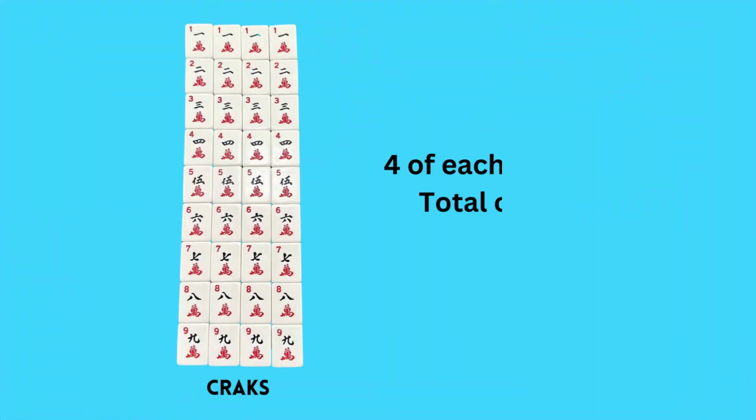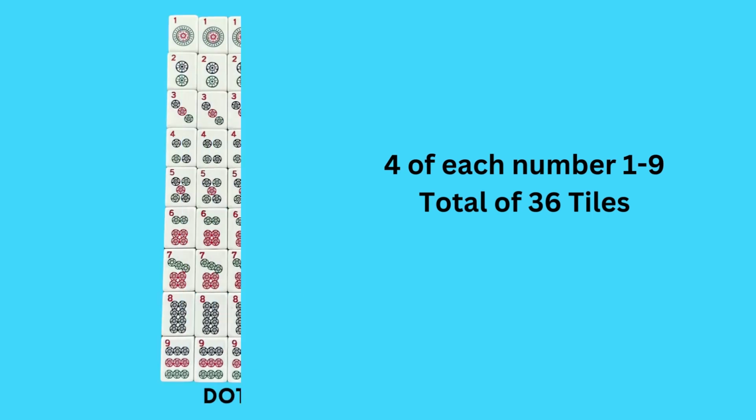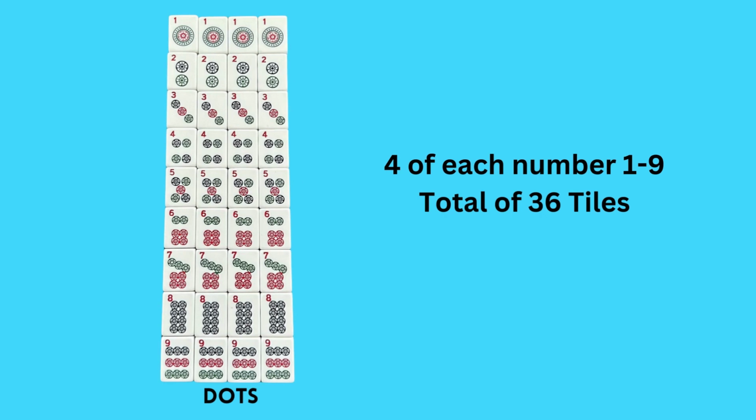In American Mahjong, we have 3 suits, the bams, the dots, and the cracks, very much like suits in card games. The first suit you see here are the cracks, and there are 4 of each tile, numbered 1 through 9, totaling 36 tiles in all. Please note that the primary color on these crack tiles is red.